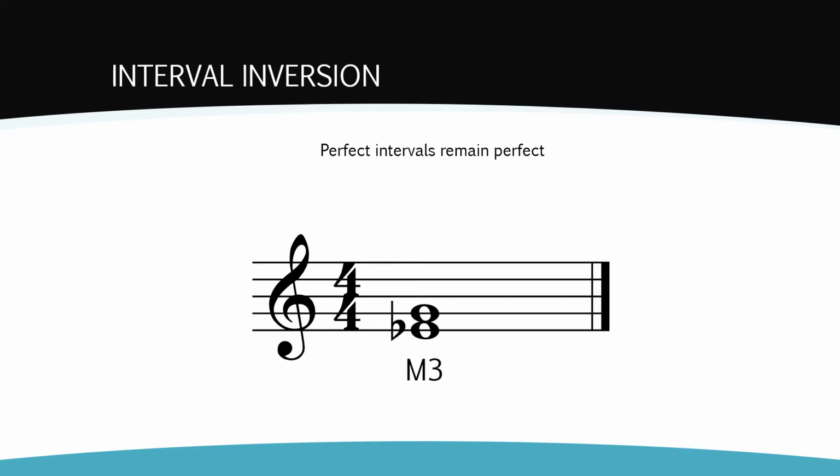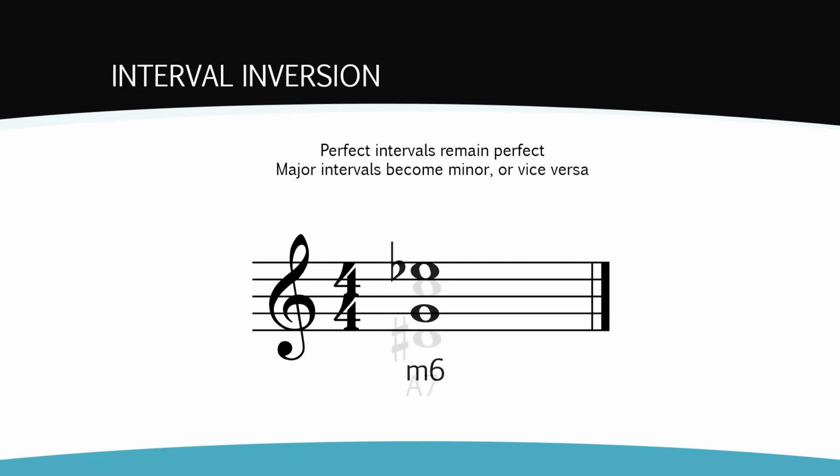What would happen if we inverted the dyad between E flat and G? This interval is a major third. If we invert the E so that it's now above the G, the interval between the two pitches changes from a major third to a minor sixth.